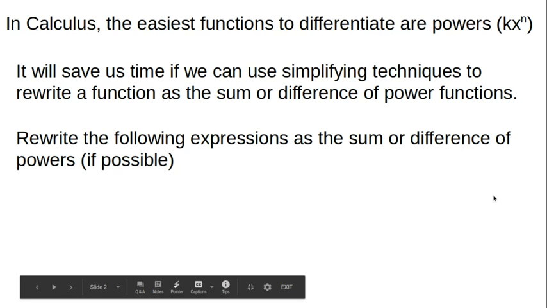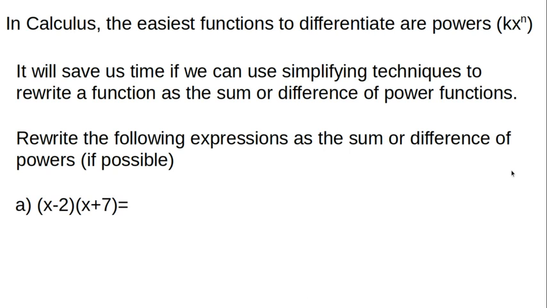Okay, so let's look at some of these examples. So this first one we're going to look at, this is written as a product. Okay, so (x − 2)(x + 7). All right, this is the product of two functions, but we can easily get rid of the parentheses by FOILing. All right, distributing, combining like terms. And then when we FOIL it out, we end up with this.